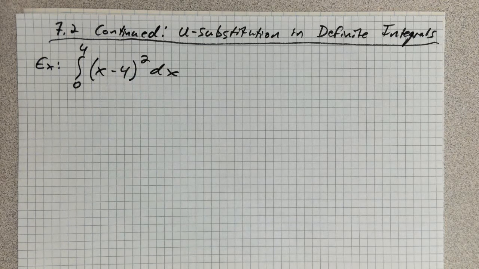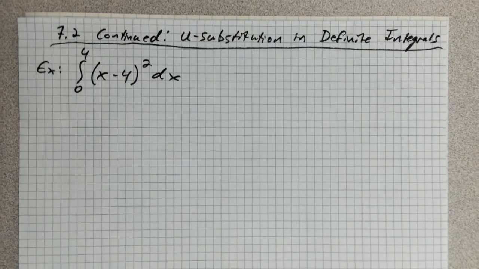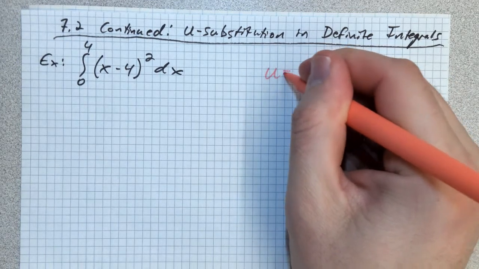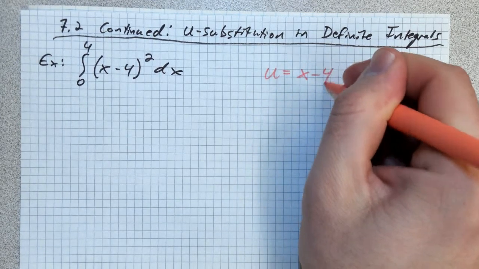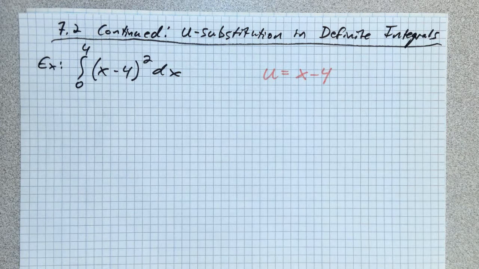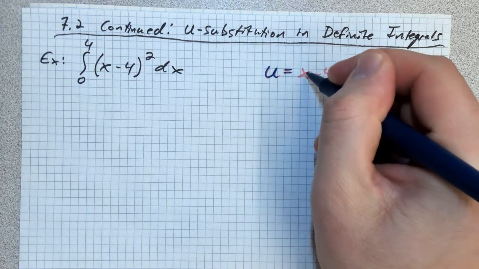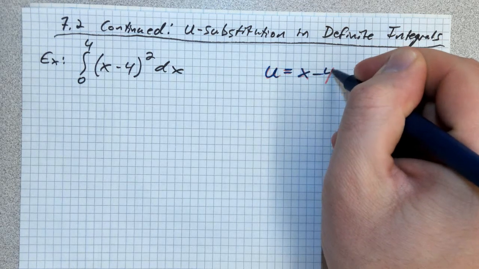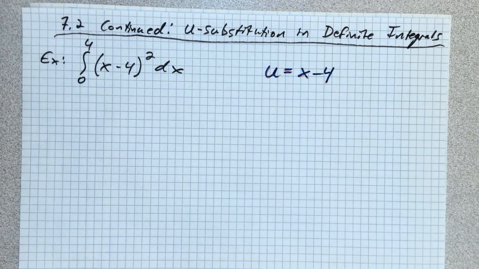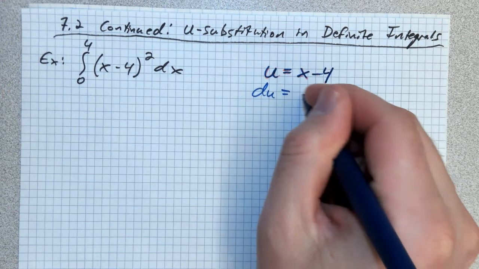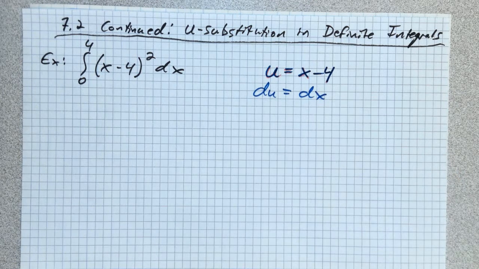So there's really only one piece of this function that looks like it's kind of an inside part, and that is the x minus 4. So we're going to let that be our u. So u equals x minus 4. All right. We are going to take and find du. Du will be pretty straightforward. It's just dx. All right. And so we're going to make the substitution.